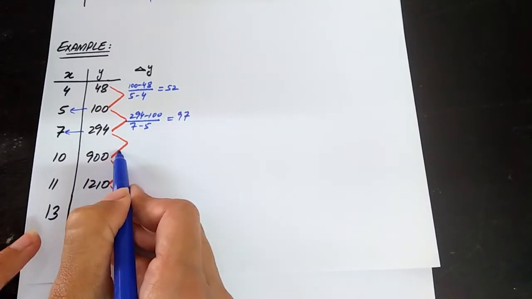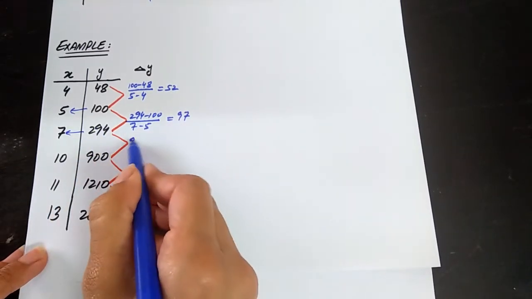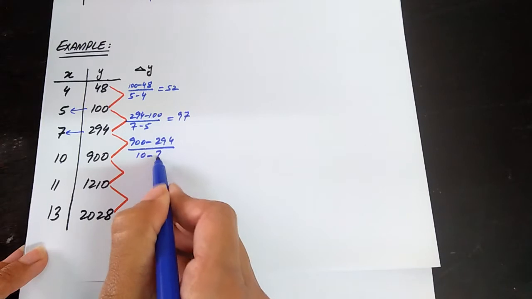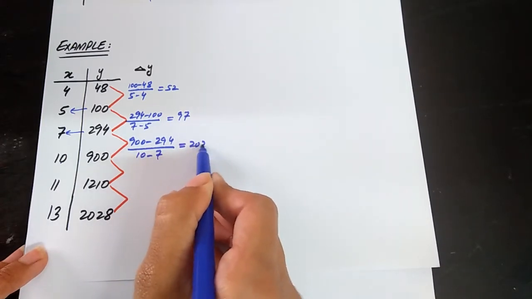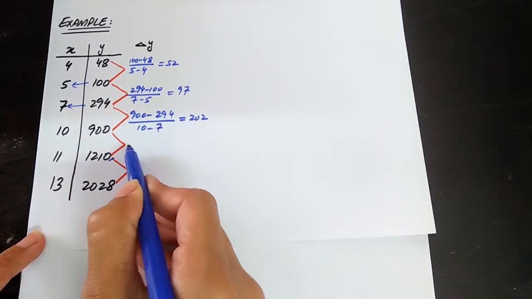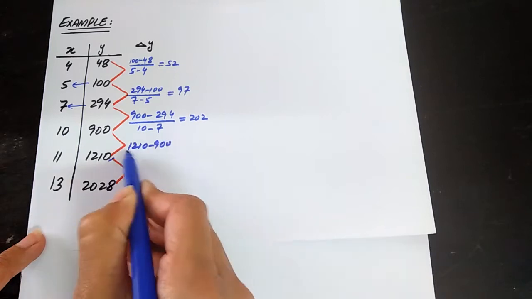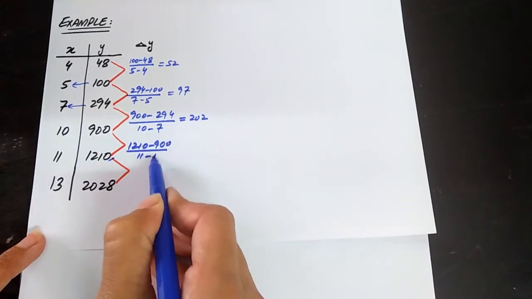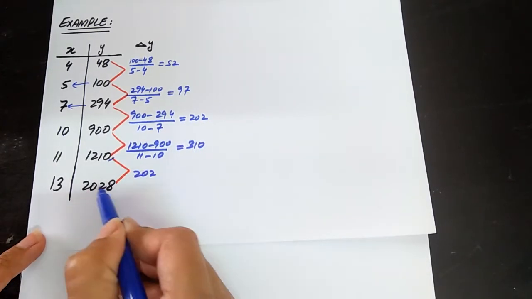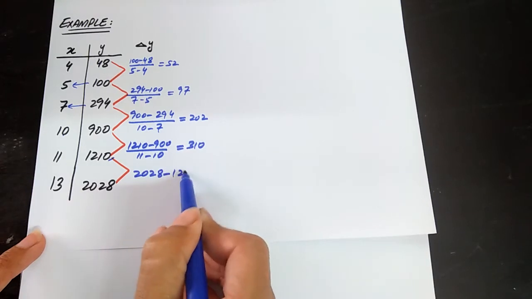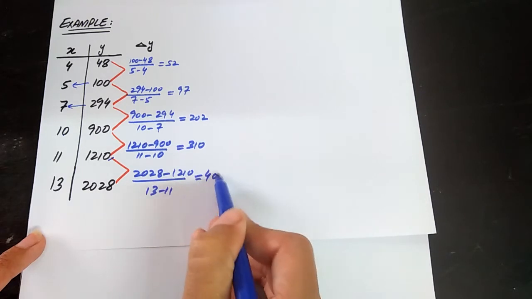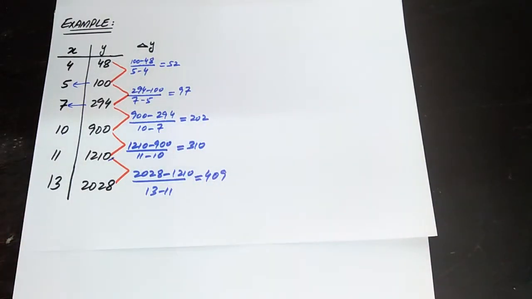Now, the third value, 900 minus 294 divided by 10 minus 7. That will be equal to 202. Now 1210 minus 900 divided by 11 minus 10. That will give me 310. Now the last value is 2028 minus 1210 divided by 13 minus 11. That is equal to 409. Now these are my first difference values.